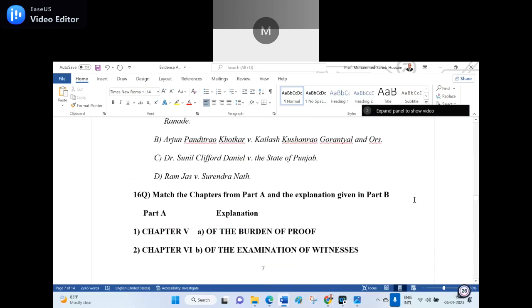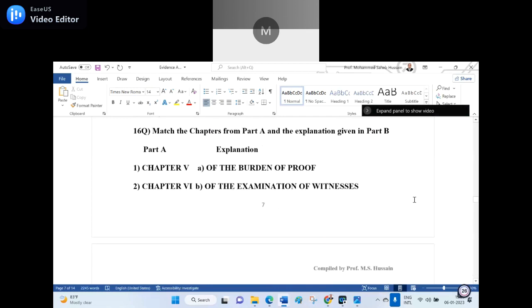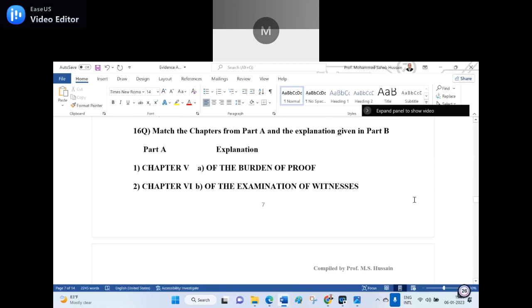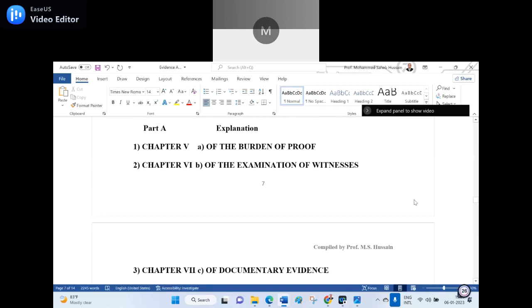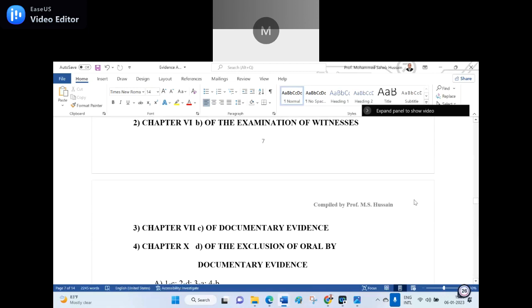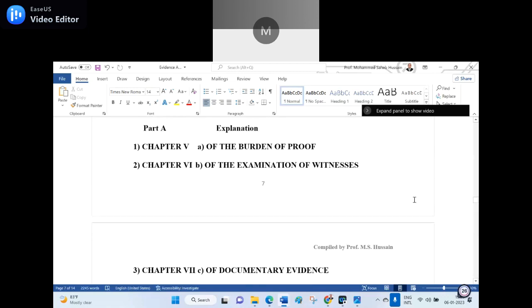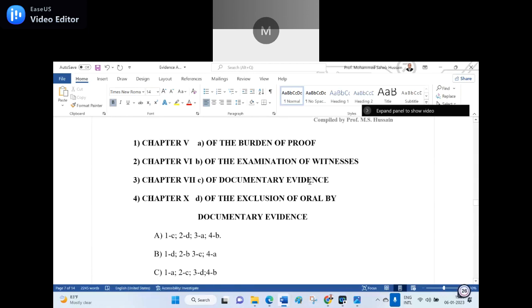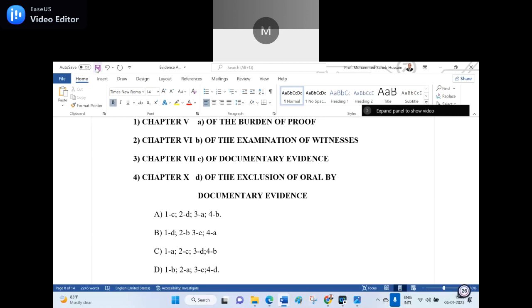Now 16th question, match the chapter from part A and the explanation given in part B. Part A: chapter 4, chapter 6, chapter 7, chapter 10. Explanation part B: A, of the burden of proof. B, of the examination of witnesses. C, of documentary evidence. D, of the exclusion of oral by the documentary evidence. Let me push to the next page. Options are given: A, 1C 2D 3A 4B. B, 1D 2B 3C 4A. C, 1A 2C 3D 4B. D, 1B 2A 3C 4D.